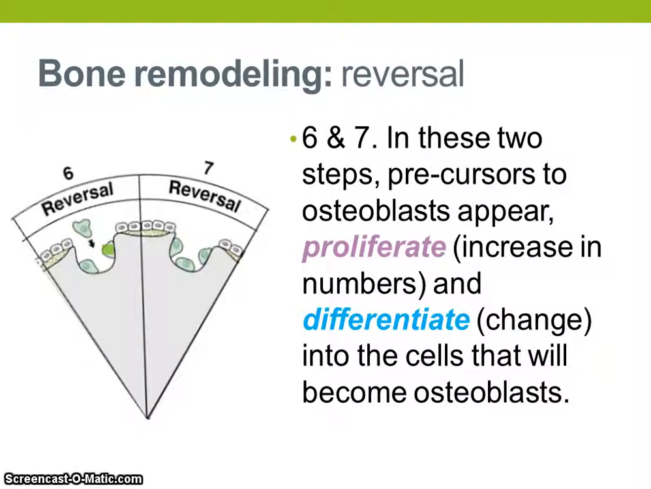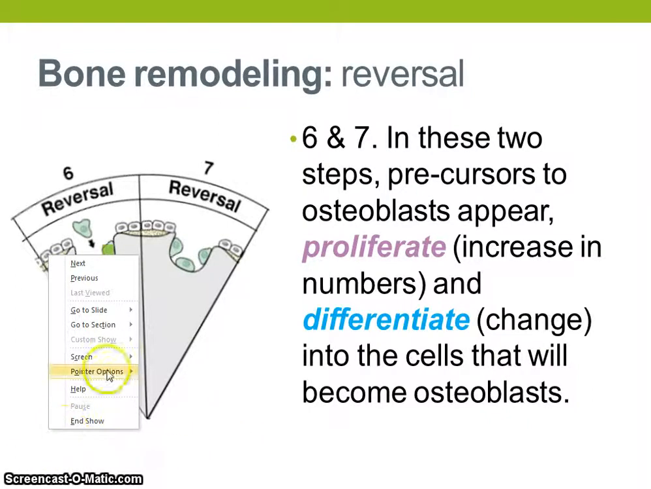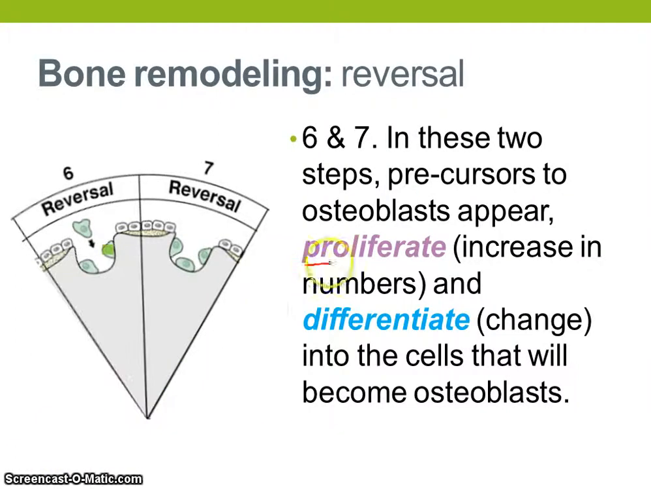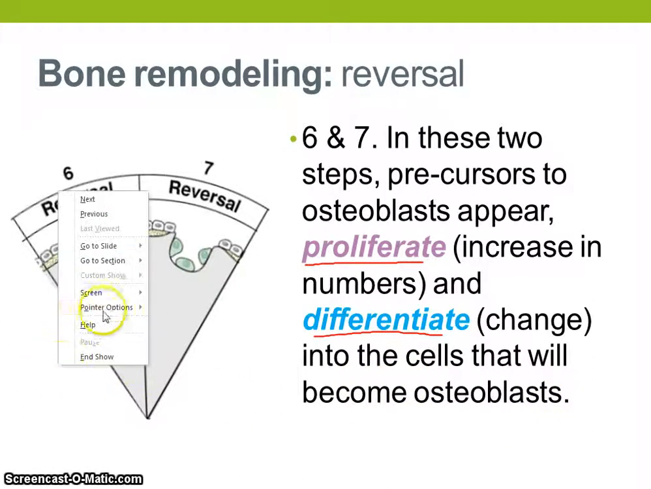start building new bone. So here, precursors to these cells are going to appear. They're going to proliferate or increase in number, and they're going to differentiate into the cells that are actually going to do the job. So the cells they start out as are mesenchymal stem cells, which are the cells that will become all types of connective tissue. They all start the same way before they differentiate or they specialize into becoming osteoblasts.